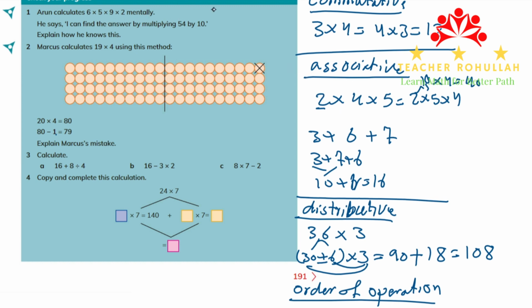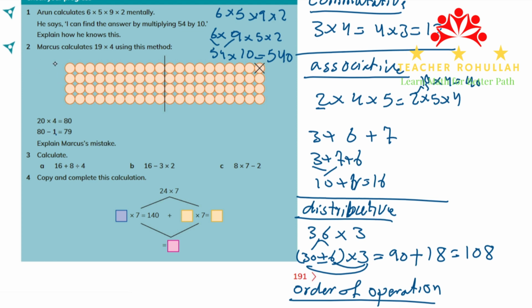So we have 6 times 5 times 9 times 2. We change the places of the numbers. We write this way, 6 times 9 times 5 times 2. Now 6 times 9 is 54, and 2 times 5 is 10. Now 54 times 10, we already found it out, will be equal to 540. The question is solved.